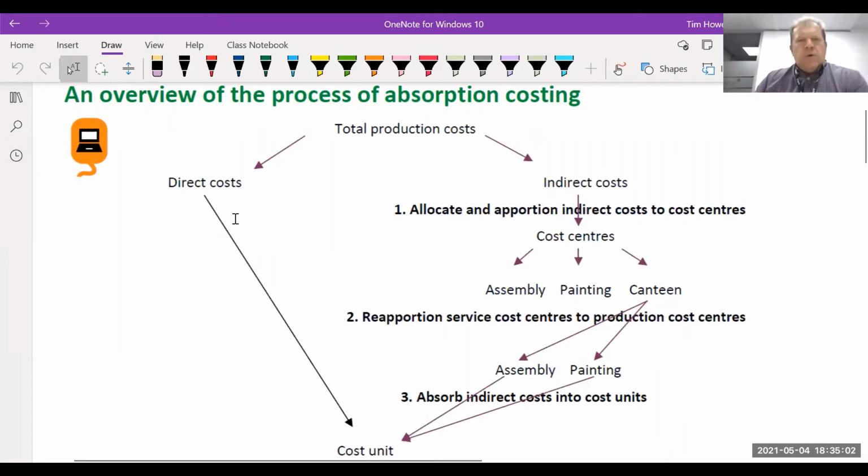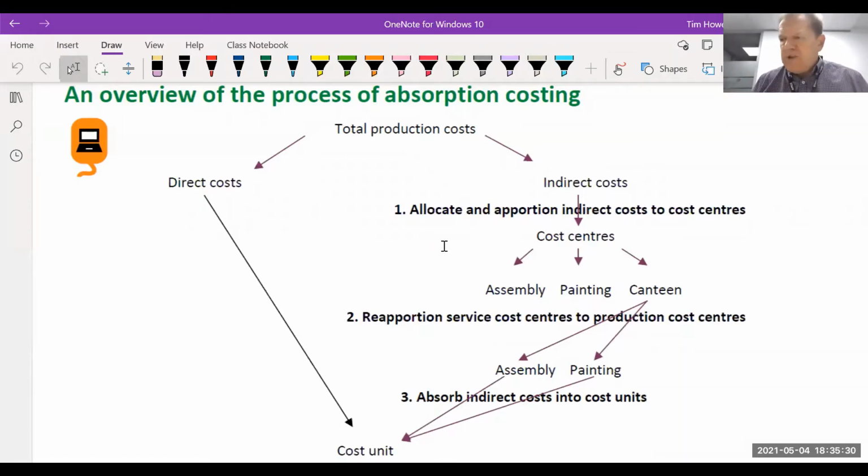Last week we talked about absorption costing as a general principle, and we talked about this diagram that we have on the screen. The idea that we're trying to work out the cost of producing a unit of whatever it is we are producing and whatever it is we are choosing to measure as a basis, i.e. the cost unit. So let's stick with simple stuff. So we're trying to work out the cost of making a widget or something like this.